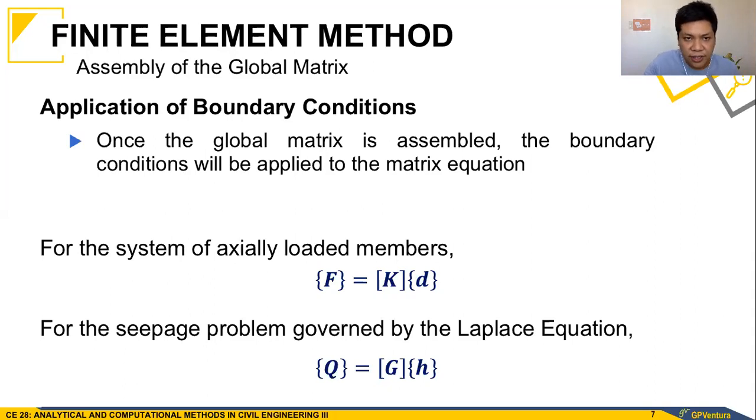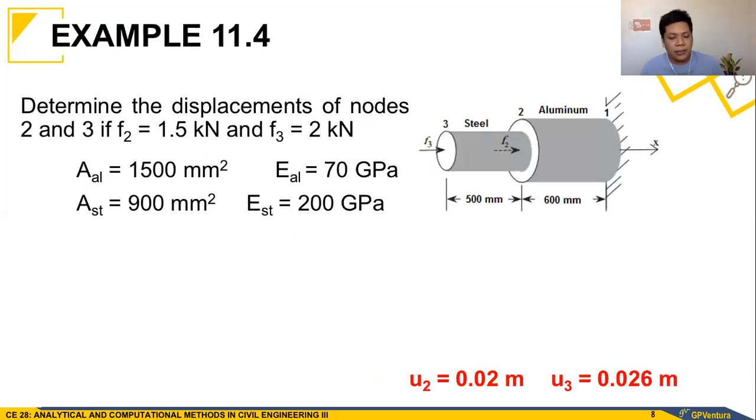So let's try to solve an example. Again, this is the same example, example 11.4. Right? We'll just continue our previous examples that we have solved. We are being asked to determine the displacement, right? Take note, displacement of nodes 2 and 3, knowing that F2 is 1.5 kilonewtons and F3 is 2 kilonewtons.